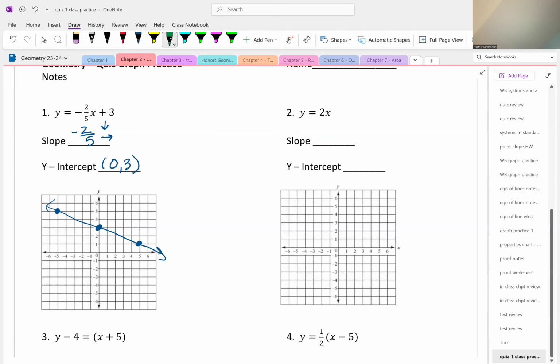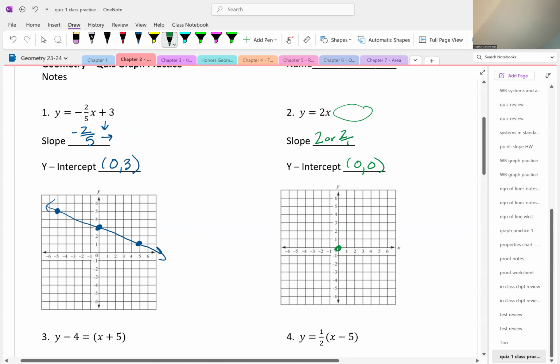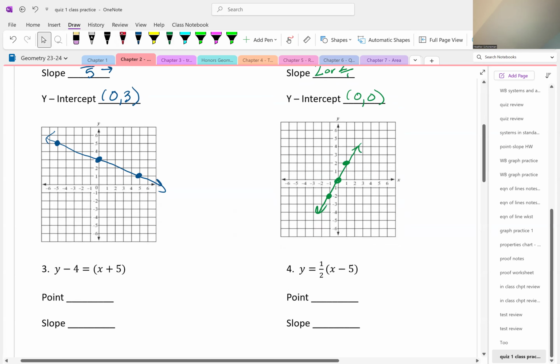Okay, number 2, the slope of this line is 2, or you can think of it as 2/1. The y-intercept, there's nothing added on to the end, so the y-intercept is (0, 0). It's going to start at the origin, so we're going to go up 2 and right 1, or down 2 and left 1, and then these points go up from left to right, which is what we want.